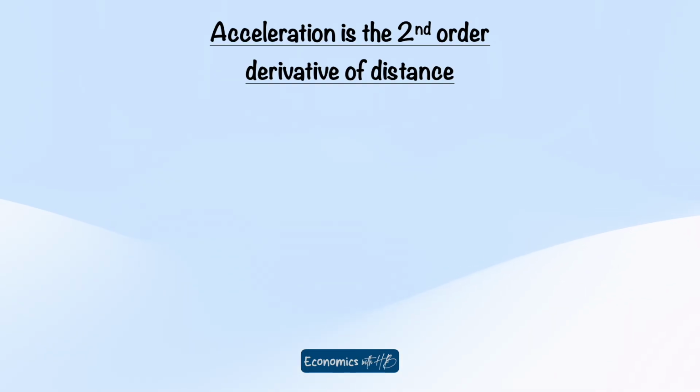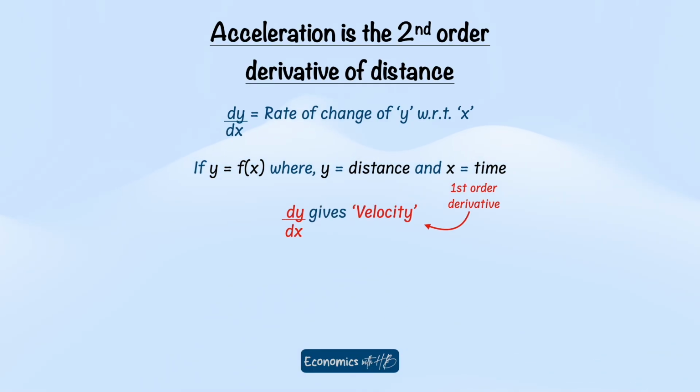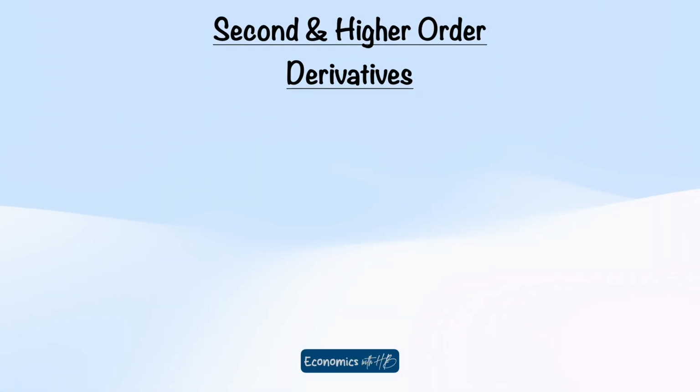In our previous lectures, we have seen that the first derivative tells us about the rate of change of a variable. For example, if distance is a function of time, the first derivative gives us velocity, which is the rate at which distance is changing with respect to time. But the rate at which velocity changes is acceleration. Therefore, mathematically, acceleration is the second order derivative of distance with respect to time. Today, we will learn how to find the second order derivative and higher order derivatives and understand their notations.